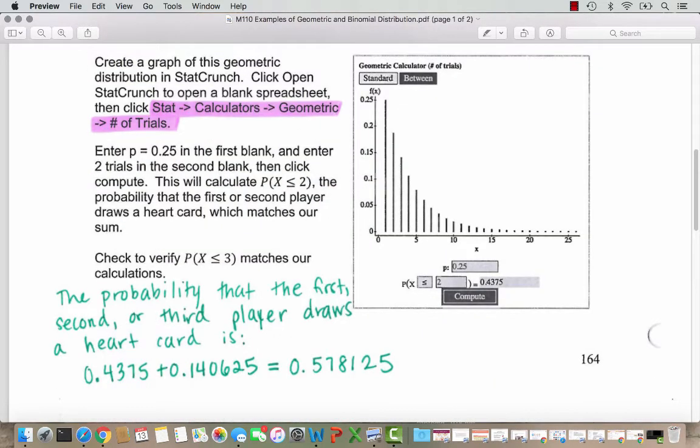All right, we want to use StatCrunch to create a graph of this geometric distribution. In a blank spreadsheet, we're going to open StatCrunch and click Stat, Calculators, Geometric, and we're going to do our calculations by the number of trials. So let's head over to StatCrunch and do that calculation.